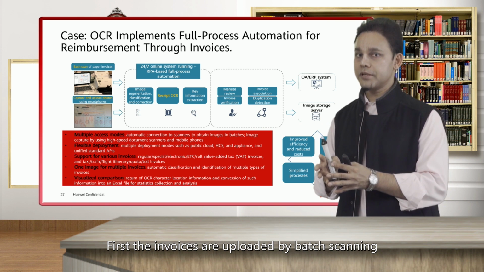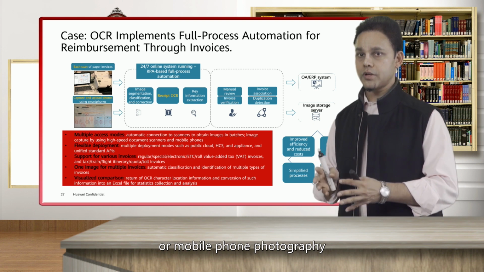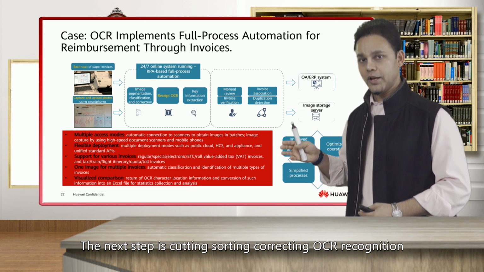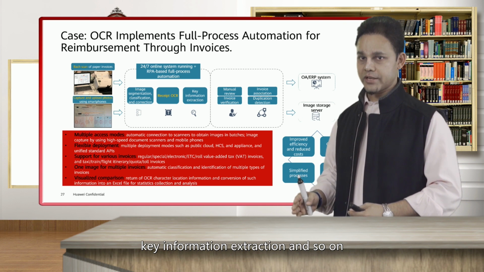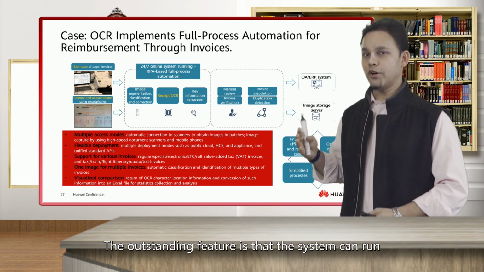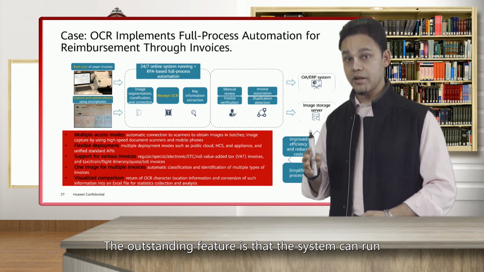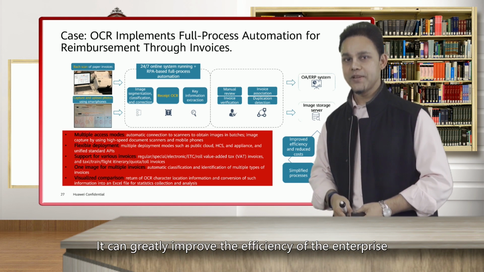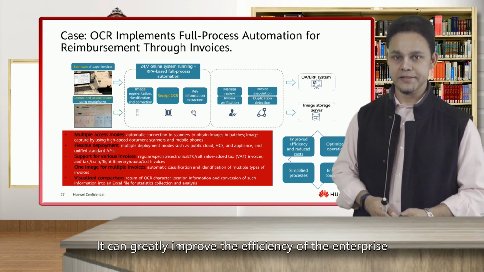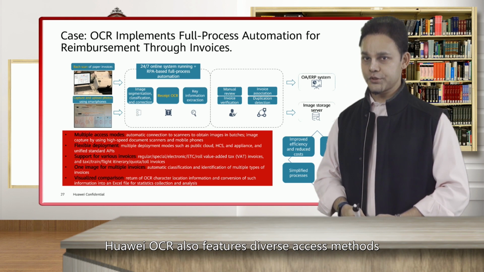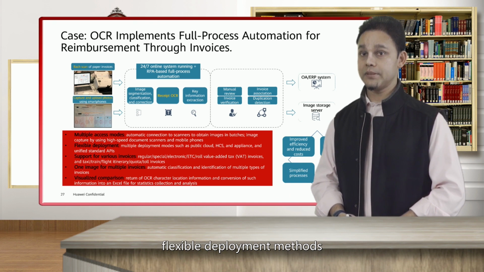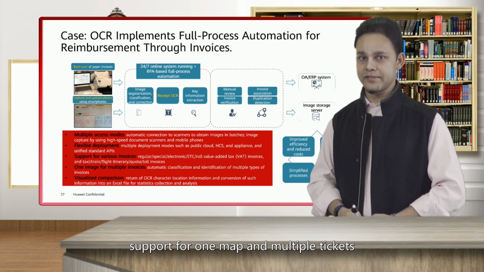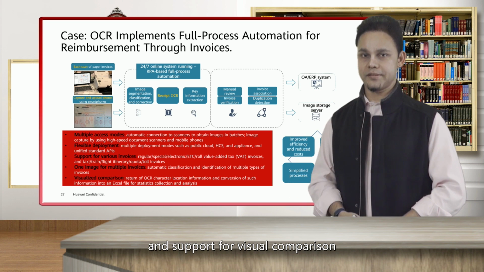First, the invoices are uploaded by batch scanning or mobile phone photography. The next step is cutting, sorting, correcting, OCR recognition, key information extraction, and so on. The outstanding feature is that the system can run online 24/7 to realize the automation of the whole process. It can greatly improve the efficiency of the enterprise. Huawei's OCR also features diverse access methods, flexible deployment methods, various invoice types, support for one map and multiple tickets, and support for visual comparison.